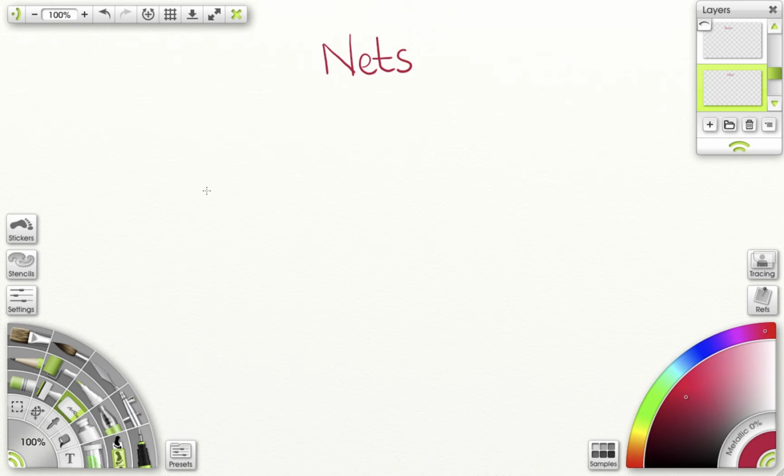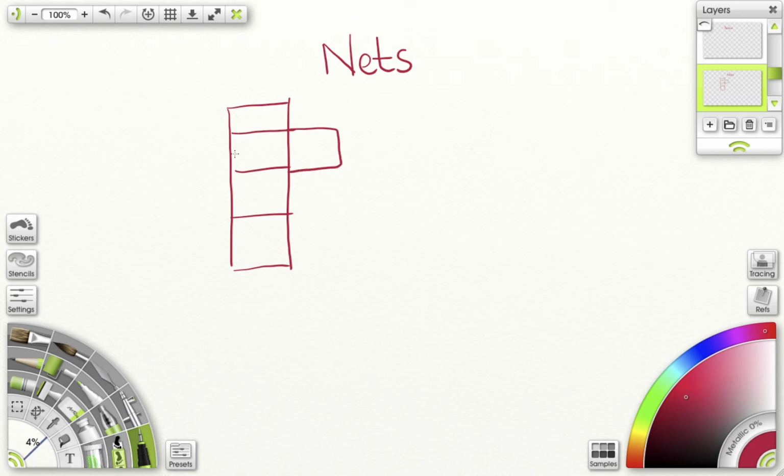So if I gave you a net that looked like this, well, it's not drawn very well, but if I gave you a net that looked like this, what kind of shape would it make if I tried to fold it all up together?